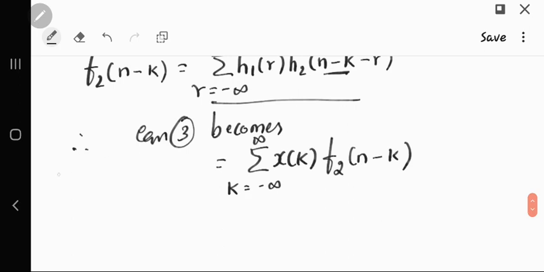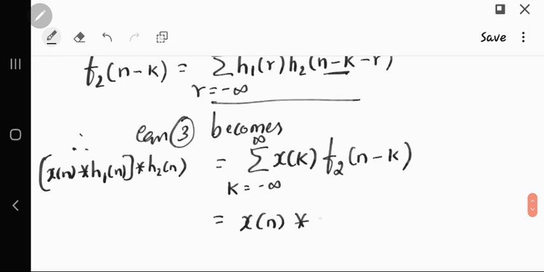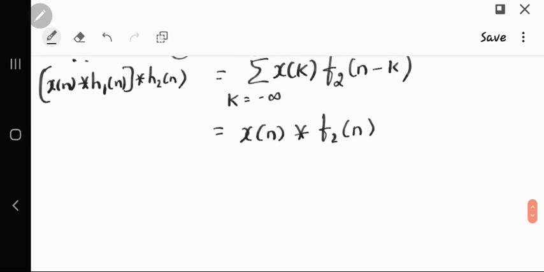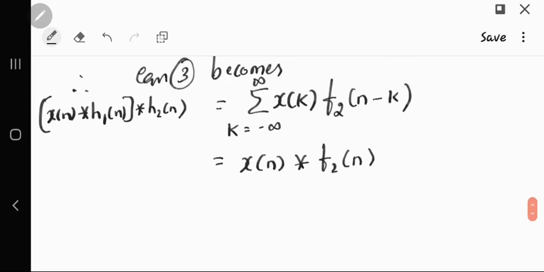Now in the LHS we have x of n convolved with h1 of n, whole convolved with h2 of n. If you compare this with the definition of convolution sum, we have the same limit, k varying from minus infinity to plus infinity. We have x of k. In place of h of n minus k, we have f2 of n minus k. So this can be written like this: x of n convolved with f2 of n.